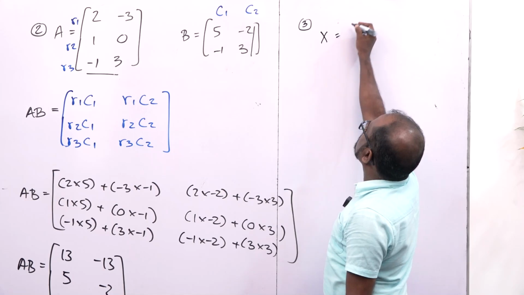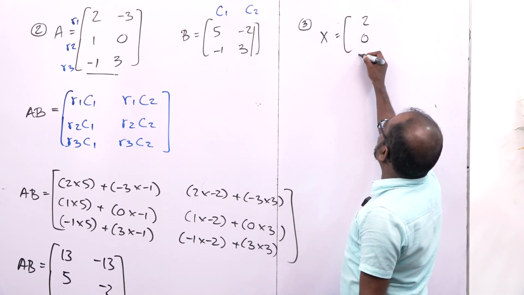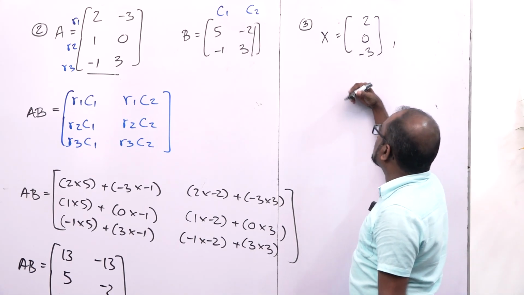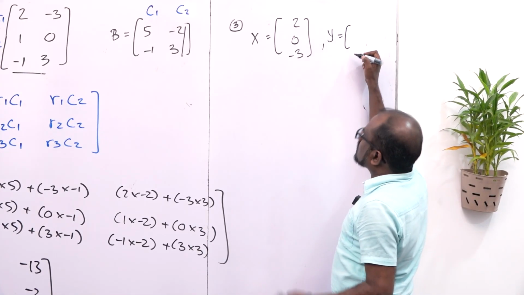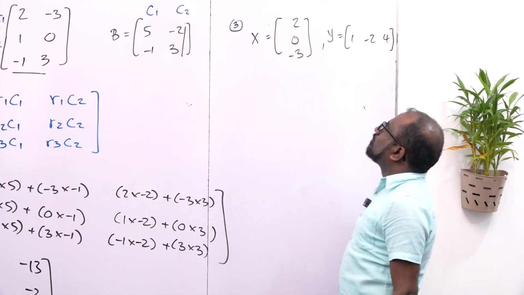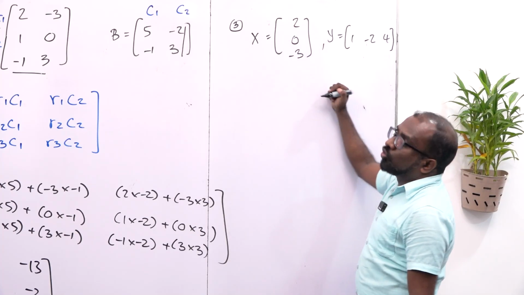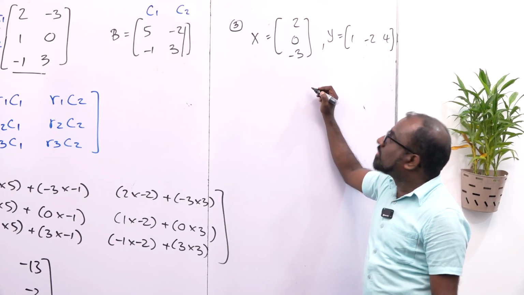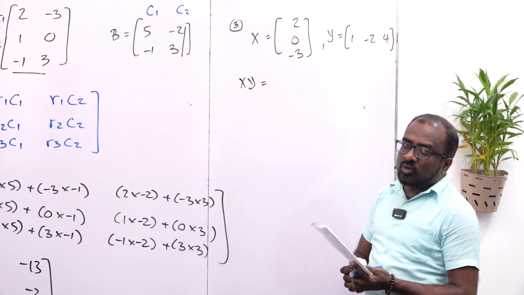Here we will take matrix X: 2, 0, minus 3. You call this one a column matrix. It has one column. Then the other one we will take is a row matrix: 1, minus 2, 4. This one has got only one column. This one has got only one row. So you can multiply these two. You are going to multiply the two matrices X, Y.